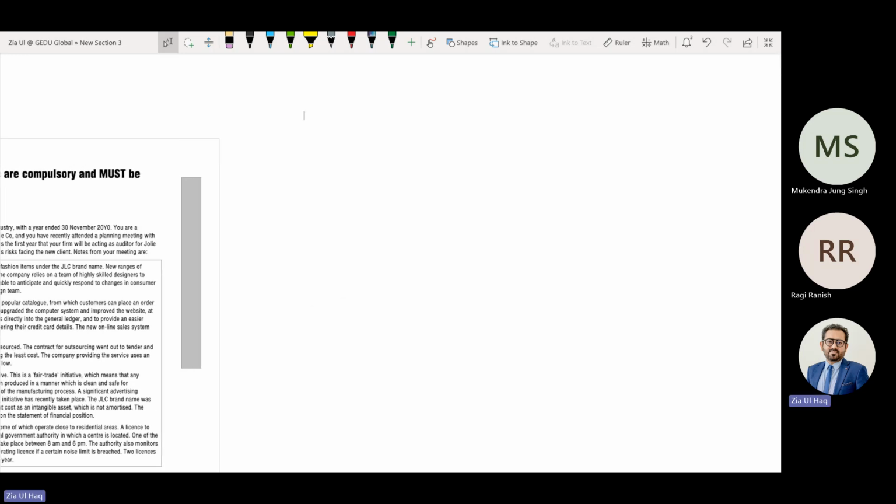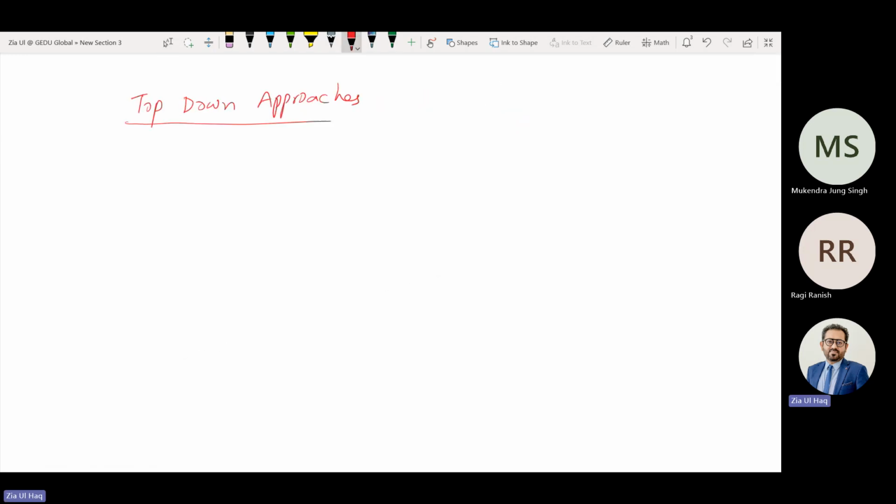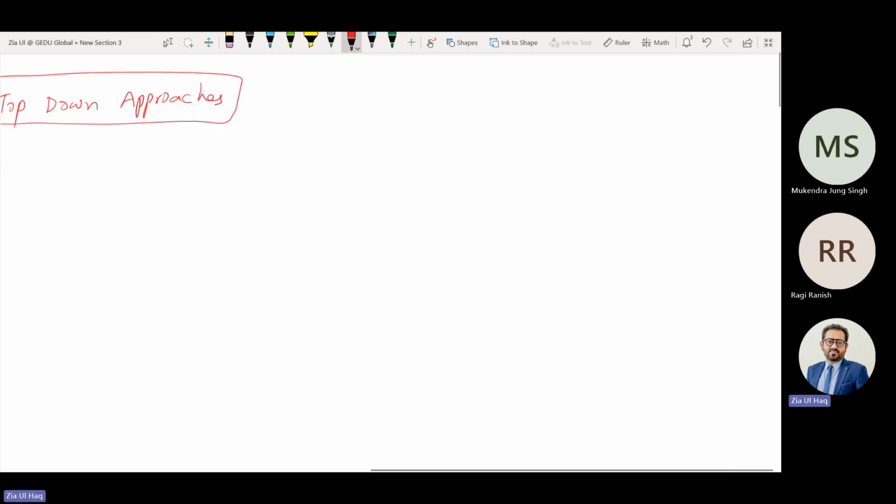Let's discuss the topic, top-down approach. There are different approaches of audit. One is called a system-based approach. System-based approach means test of control with reduced substantive procedure.